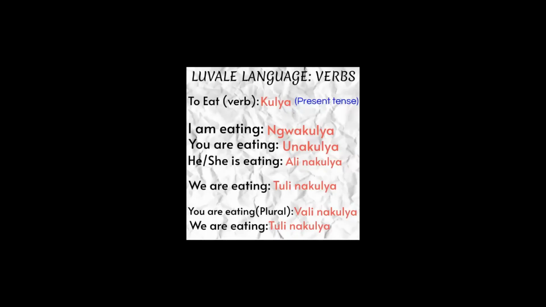All right. Okay, so we're going to start with the verb to eat. The verb to eat, kulya, just like it is showing on the screen. The verb to eat is kulya. We can't see it, Chilolo. We can't see it. Try to wait. Oh, okay.